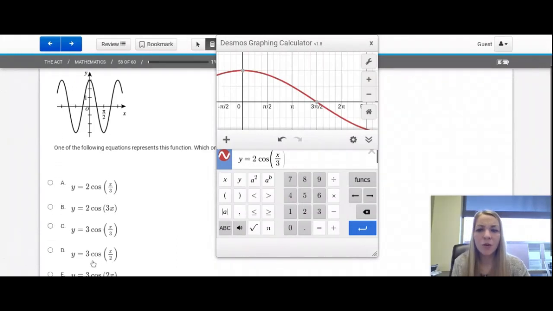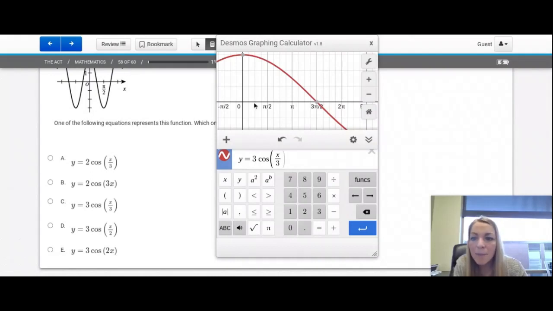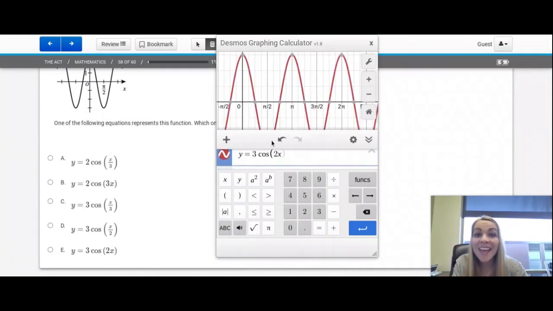Let's maybe use these right here. So let's change this to a 3, see if it matches. So now I have a height of 3. I need it crossing before pi over 2. So it can't be C. Let's go x over 2. Not working. Let's change it to 2x. Looks like that's it, right? Reaching that height of 3, coming down to 3 as well.